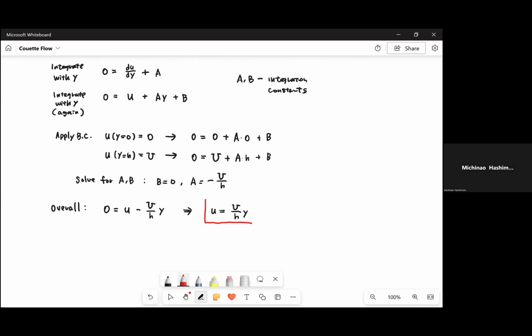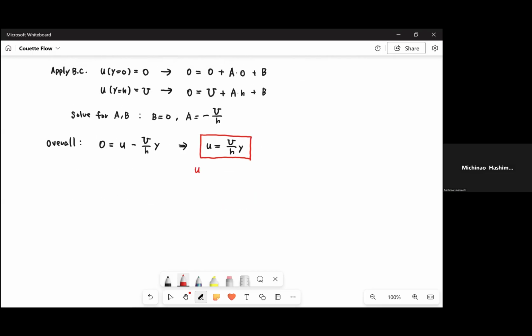And then in fact, this is really telling you something amazing, right? This is really telling you that u depends on y linearly. Okay, linearly. And this also tells you the velocity gradient of the Couette flow is linear. So this is great.